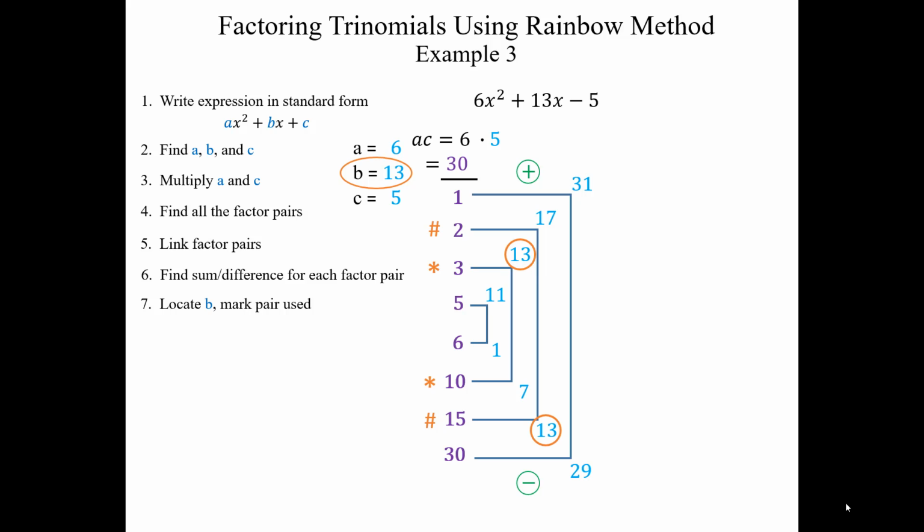Which one do we use? Doesn't matter. We'll try one. If that works, we found the factors. If that doesn't work, we have a second option, and that's what the rainbow shows us. So let's start with the first one.